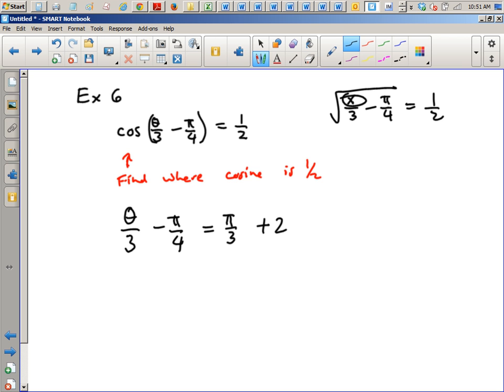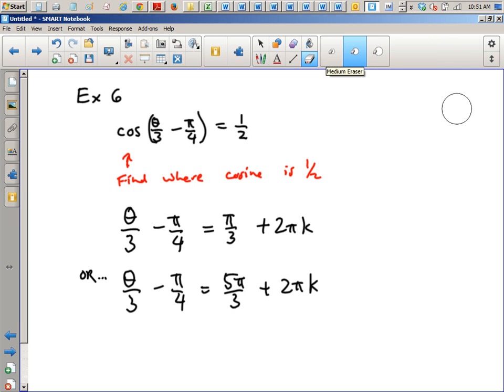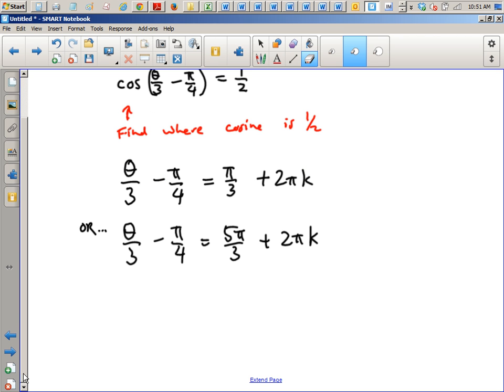Don't forget the plus 2 pi k. The other possibility is that it's 5 pi over 3. Don't forget the 2 pi k. So the first thing I did is look at the circle to find where cosine's a half. Now what would I need to do? My goal is to isolate theta, right? I've got 2 problems to work on now. What would you do next? You gotta get the theta by itself, right?